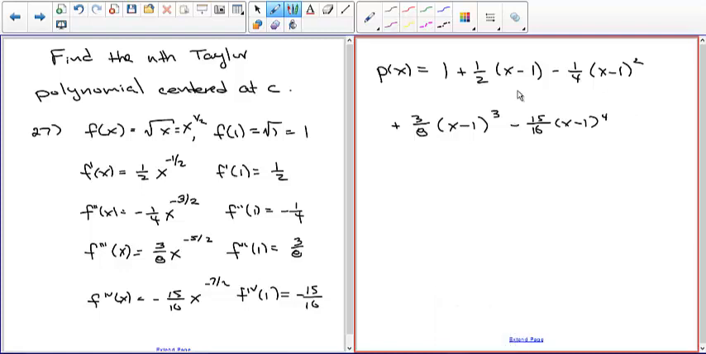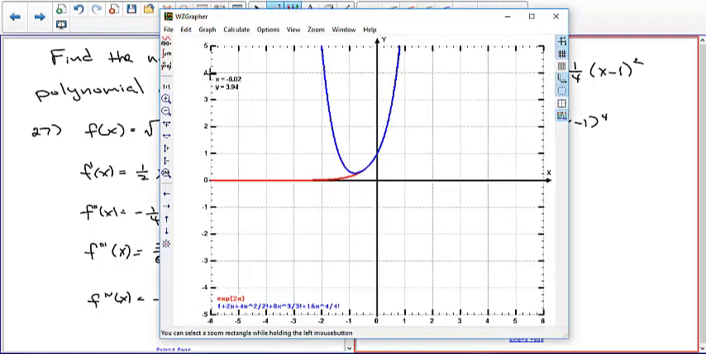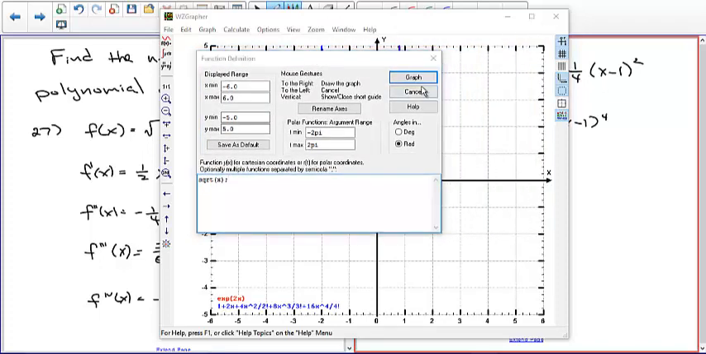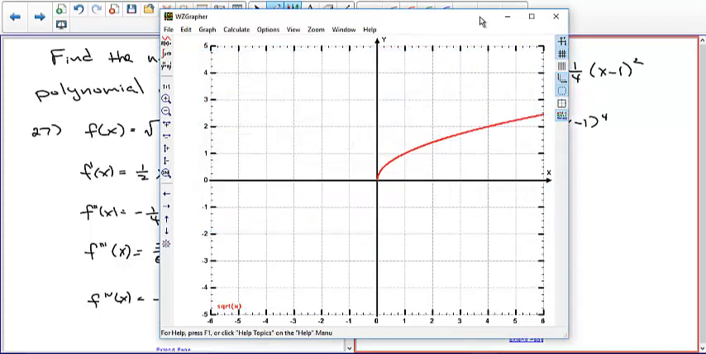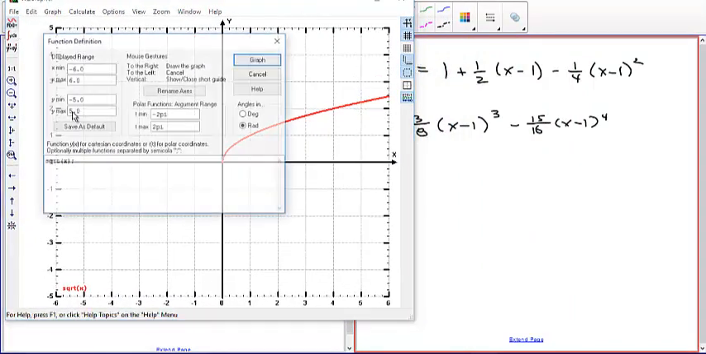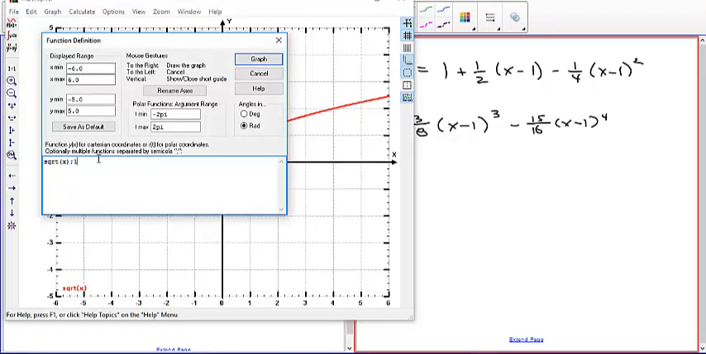Obviously, this is going to have a domain that's different than this one, because you can't have a negative square root, but hopefully on the positive side, it will match up pretty well. So let's see what we get. We're going to have square root of x. And let me move this over a little bit so I can see my polynomial. So we get 1 plus 1/2 times x minus 1.